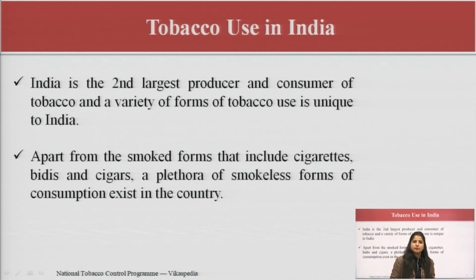Now, see where India lies here. India is the second largest producer and consumer of tobacco, and the variety of forms of tobacco use is unique to India. Yes. Apart from the smoked forms that include cigarettes, bidis, cigars, a plethora of smokeless forms are also available. Many smokeless forms of tobacco are available in India.